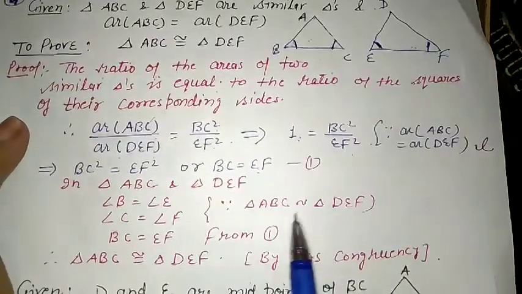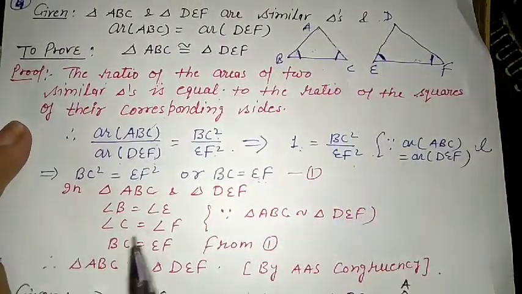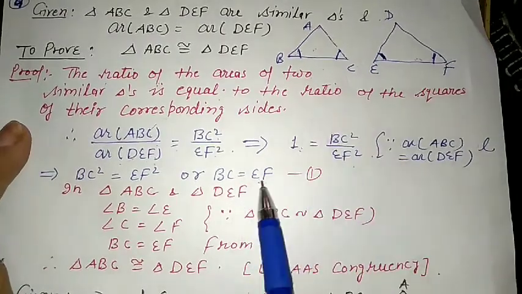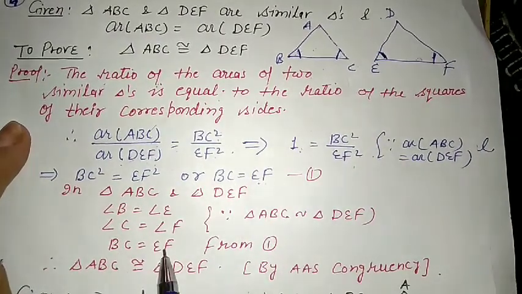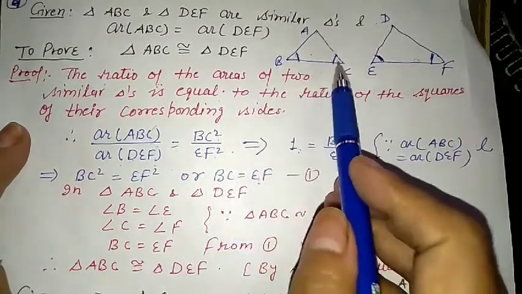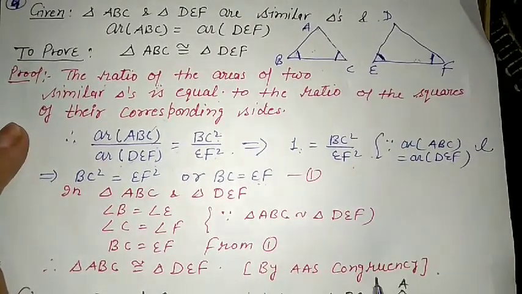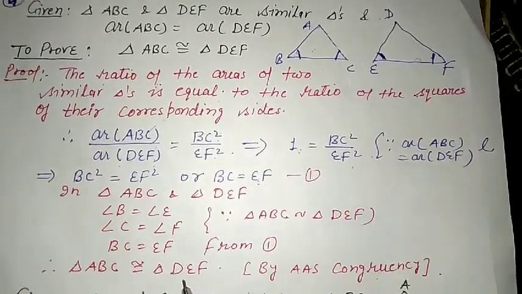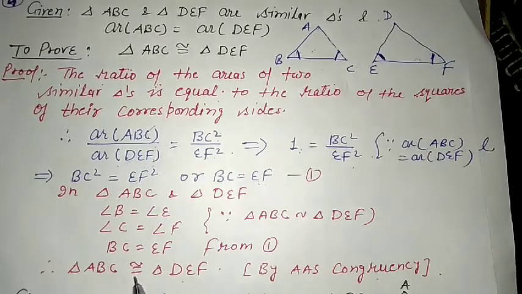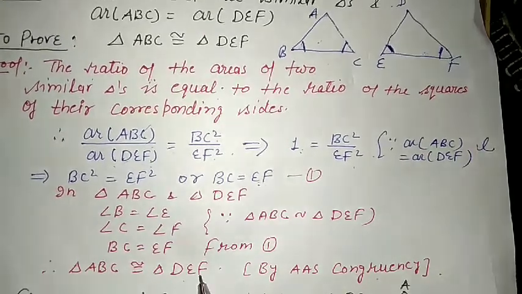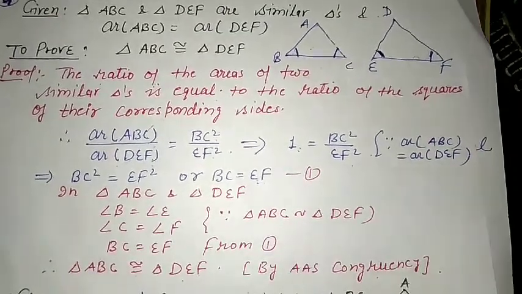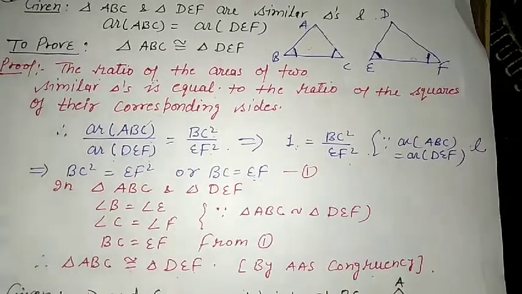This is because triangle ABC is similar to triangle DEF. Okay. And from first, we are having BC equal to EF. So angle side angle. Because of this congruency, triangle ABC is congruent to triangle DEF. This we have done. Now we have the next question, number 5.